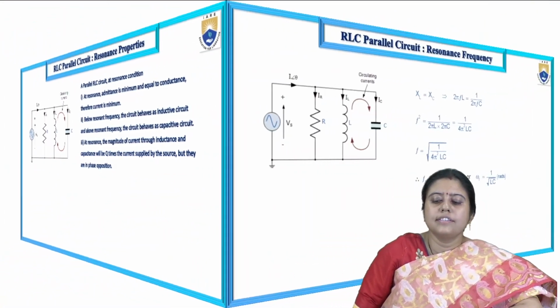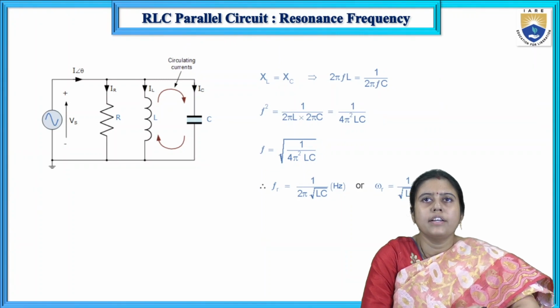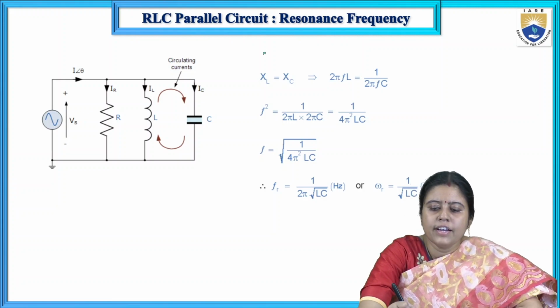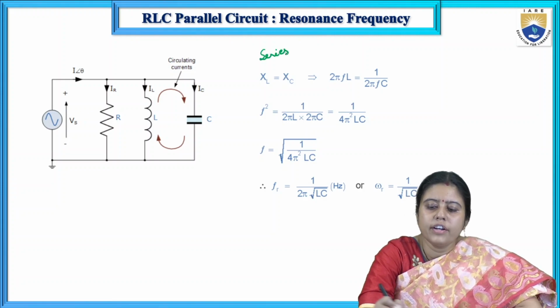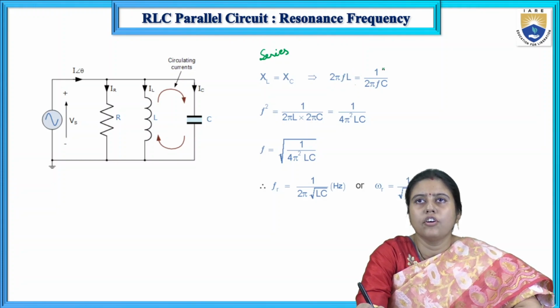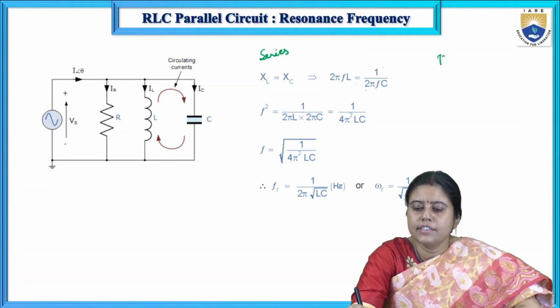Next, we are discussing the resonance frequency, which is very, very important. As we discussed before, for the series circuit, XL is equal to XC, that is 2 pi FL is equal to 1 by 2 pi FC. This is what we get from the series circuit.